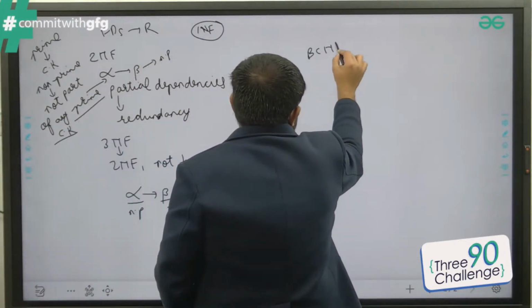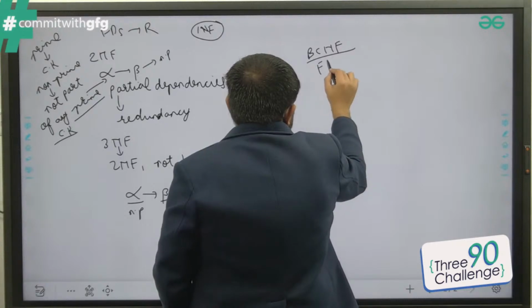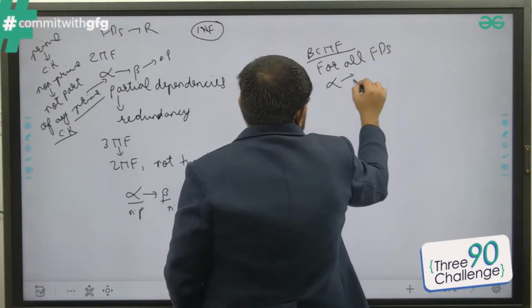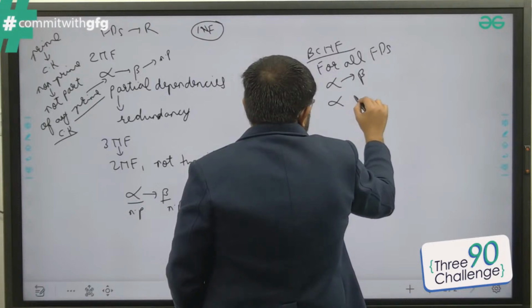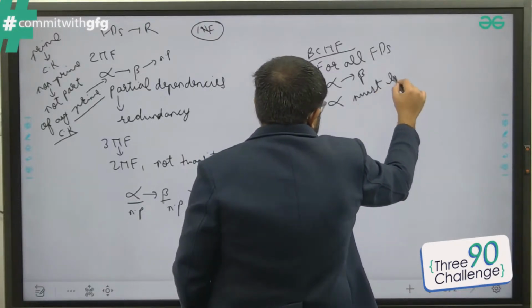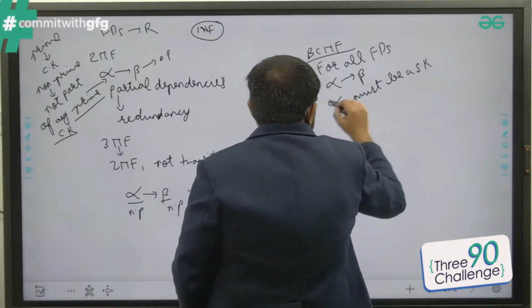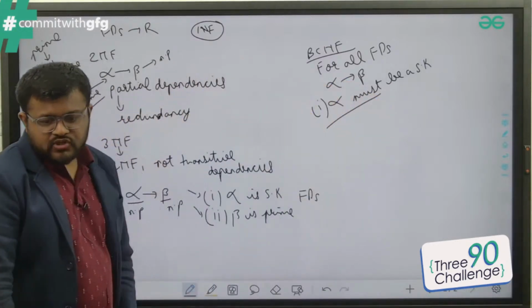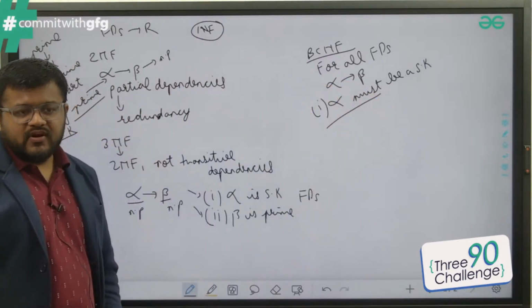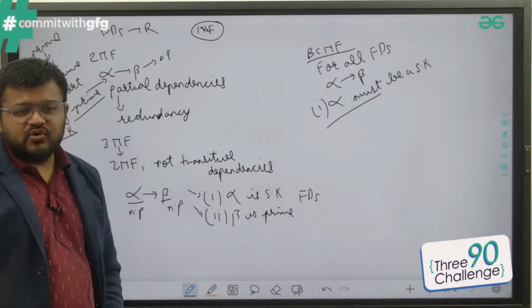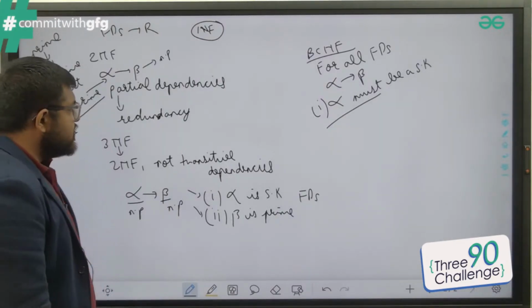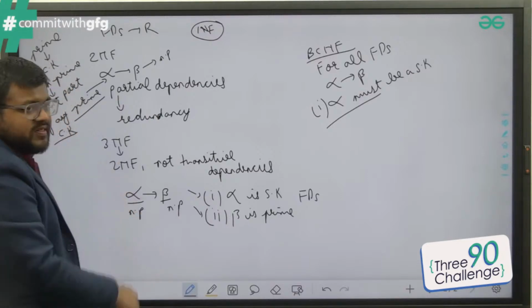For BCNF, for all functional dependencies alpha to beta, alpha must be a super key. Okay, there is only one condition. So if this is true, your table is in BCNF. So if a question is given where you are given a table and asked to check in which normal form the table is, you will start by checking from BCNF, then come to 3NF, and then come to 2NF.